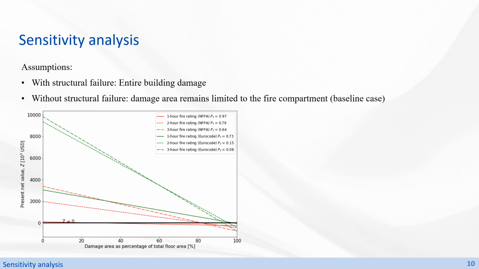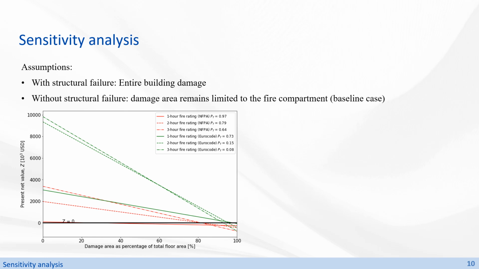A sensitivity analysis is conducted to investigate the effect on the present value of the assumed damage area where the failure doesn't exist. In this study, the damage is assumed to be the entire building in case of structural failure, and when the simulations don't indicate a major structural failure, the damage area is assumed to be limited to the fire compartment. One can vary the damage area as the smoke and the large deformation can still influence the area outside the fire compartment.